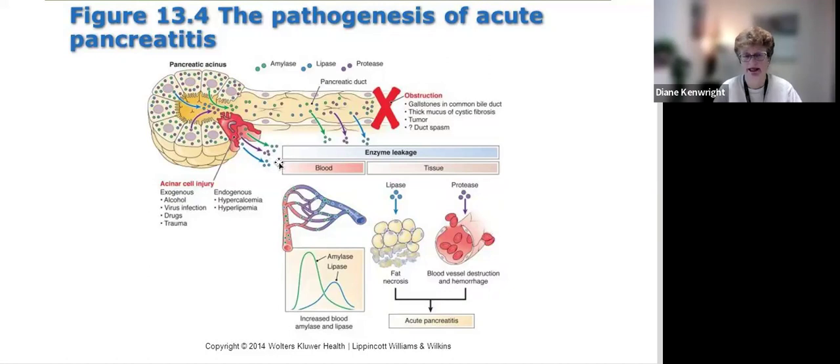What happens when it gets out there? Well, the first thing is you can get an increase in enzymes in the blood. Then it causes that fat necrosis that I showed you. Then, through the lipase and the proteases, trypsin, cause blood vessel destruction and hemorrhage. And this forms the complex of acute pancreatitis.